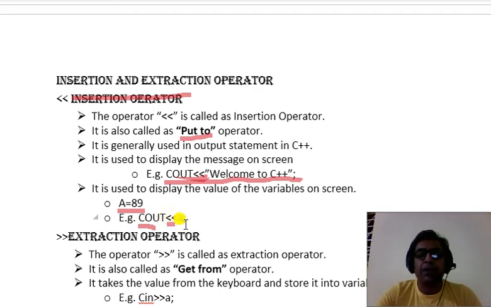So students, in the next lecture we will learn about the extraction operator and other operators. Thank you.